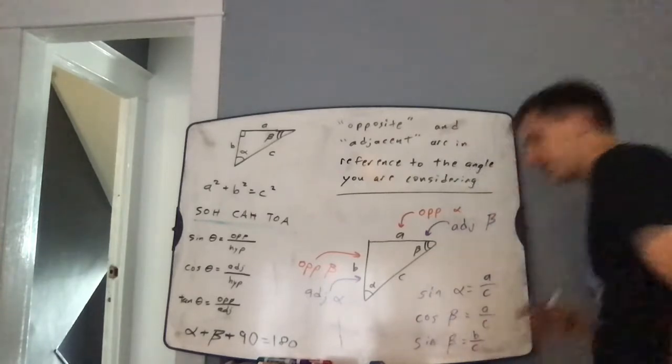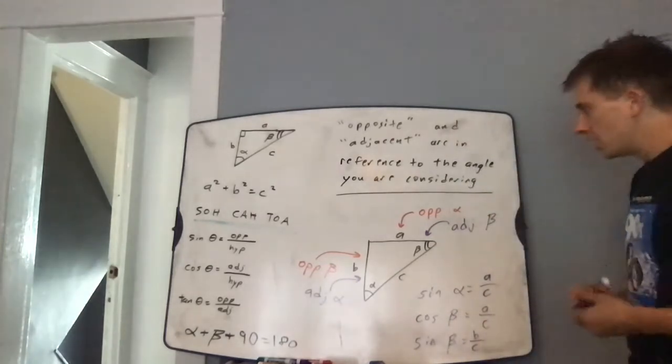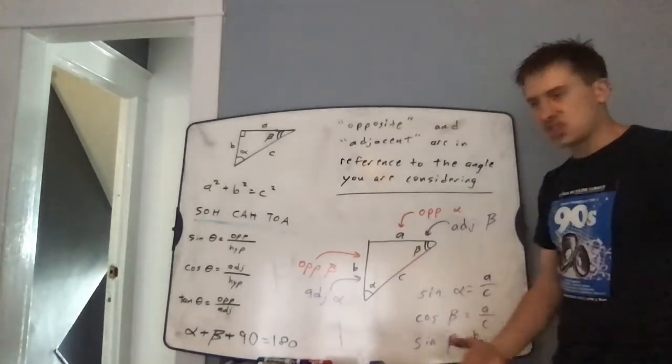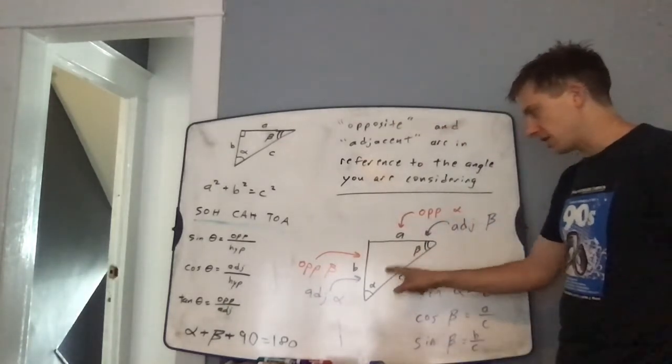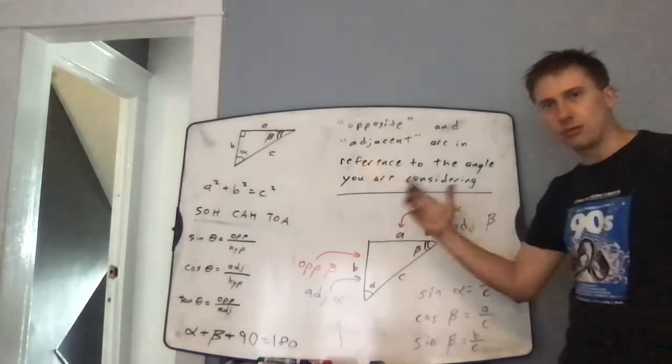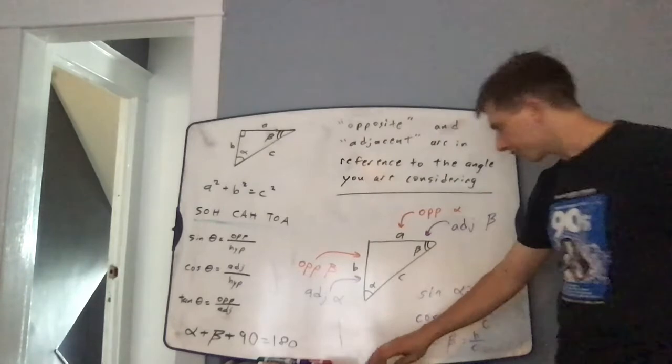And hypotenuse is still hypotenuse, that is C. So opposite or adjacent are in reference to the angle you're talking about. Are you talking about angle alpha or are you talking about angle beta? And that will be an important piece of information.